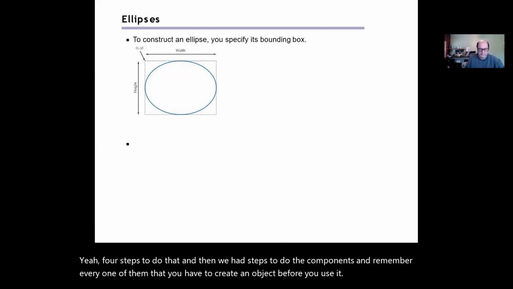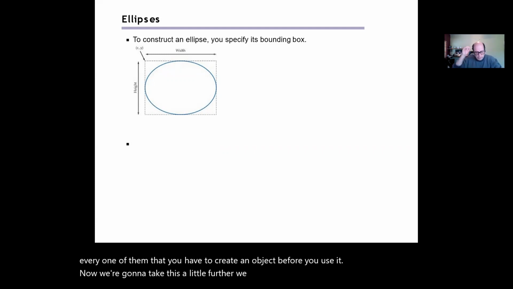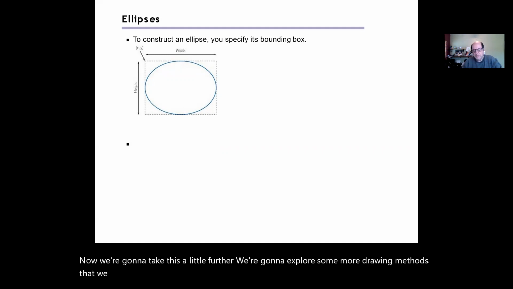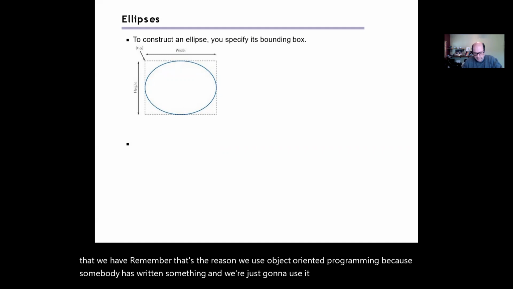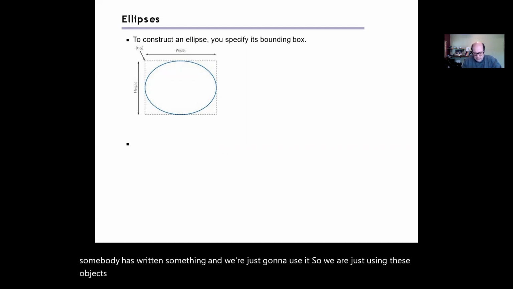Now we're going to take this a little further. We're going to explore some more drawing methods that we have. Remember, that's the reason we use object-oriented programming, because somebody has written something and we're just going to use it. So we are just using these objects. We're going to know about their functionality, and we're going to just use it.